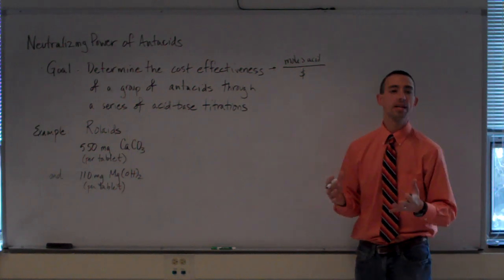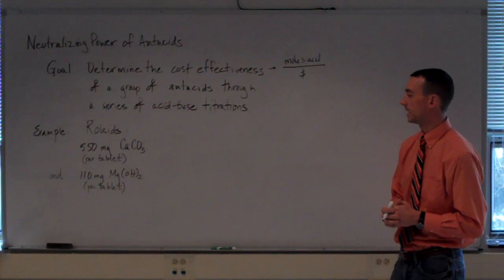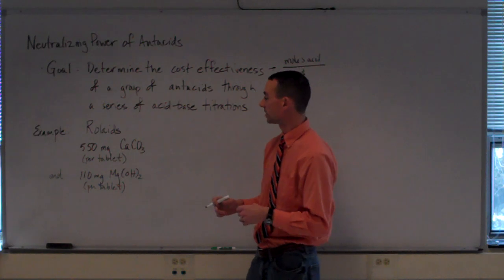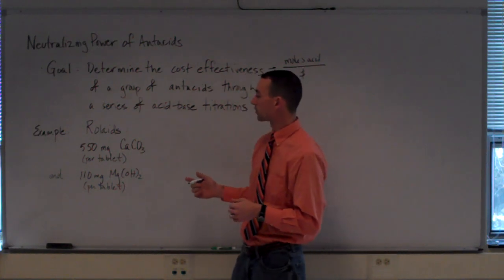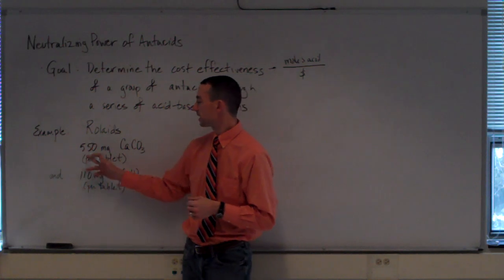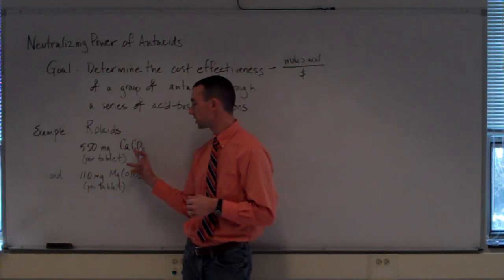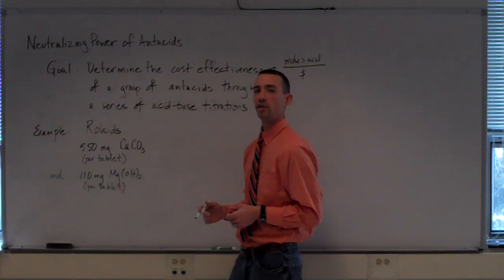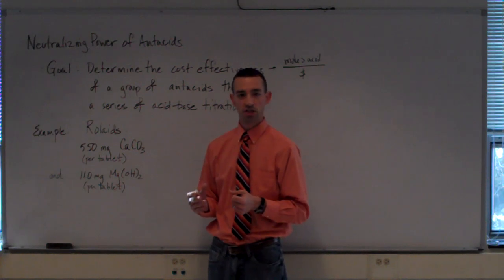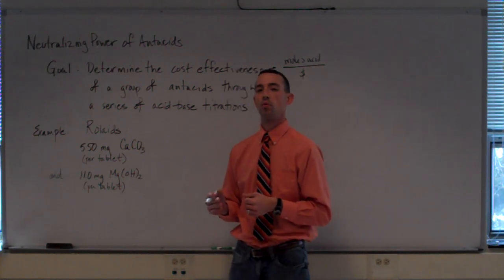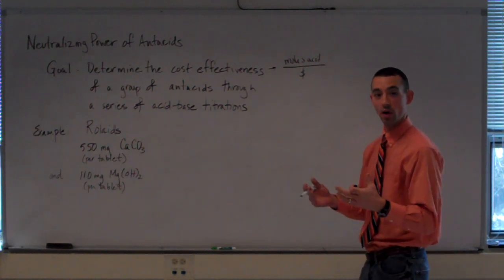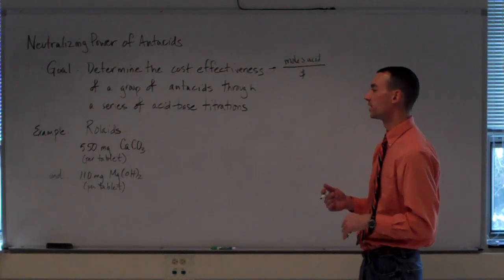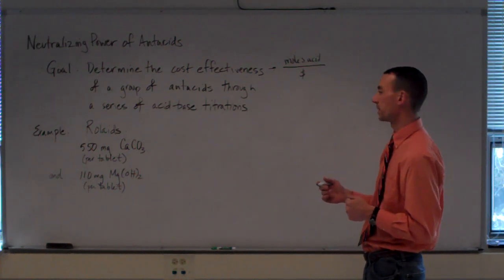If we consider Rolaids, a very common commercially available antacid, if you read the package, it tells you that a tablet of your standard Rolaids, and nowadays there are several different varieties, but one of the versions tells you that every tablet contains 550 milligrams of calcium carbonate and 110 milligrams of magnesium hydroxide. Both of these are basic materials. They have bases in them that will react with acids. Thus they are antacids. They're going to eliminate excess stomach acid that might be generated in your stomach through different foods that you might be eating.